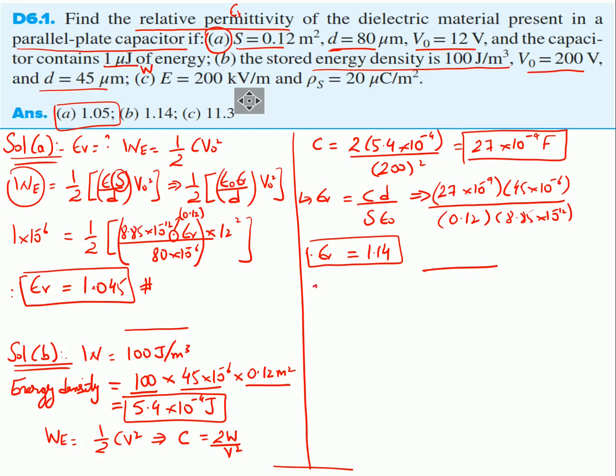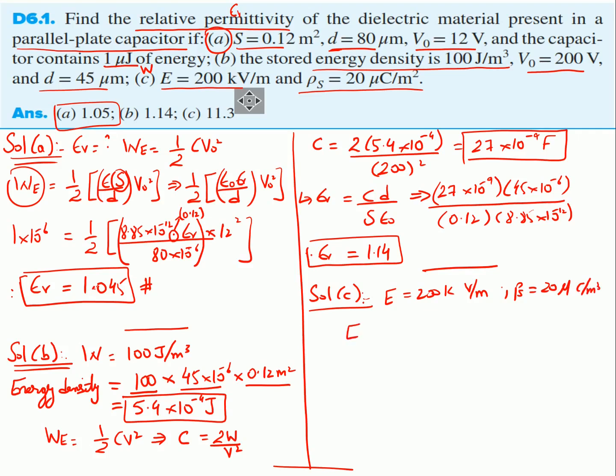Coming to the final part, again a very simple solution. We have been given the electric field intensity and the surface charge. So the value of E is given, which is 200 kilovolts per meter, and the surface charge distribution is 20 microcoulomb per meter square. We need to find permittivity, so this is straightforward.